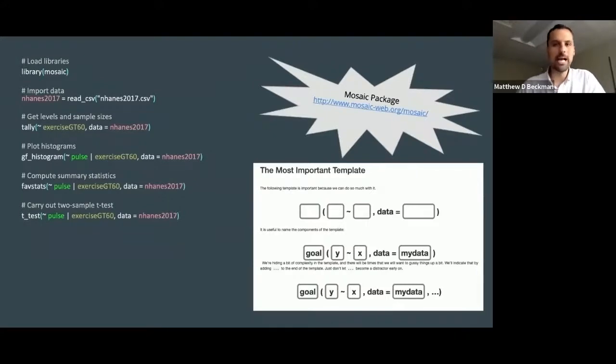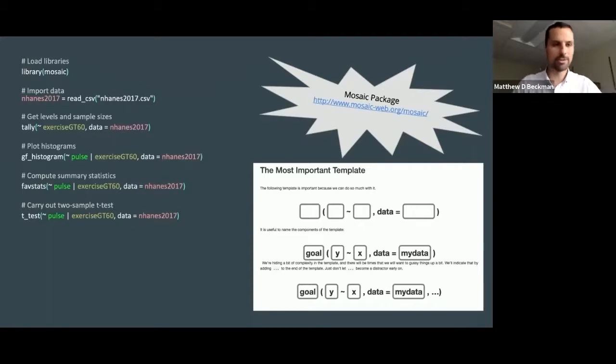An alternative syntax borrowing from the Mosaic package prioritizes the formula syntax, and you can see that, for example, in the plot histograms, compute summary statistics, and carry out 2 sample t-test steps, what occurs inside the parentheses is identical. And so this helps to really direct the student's attention to what has changed, which is just the function in this case. By using the formula syntax that can remain consistent within the parentheses, we can see that in all of these cases, we're doing something to compare pulse between groups from the NHANES data.